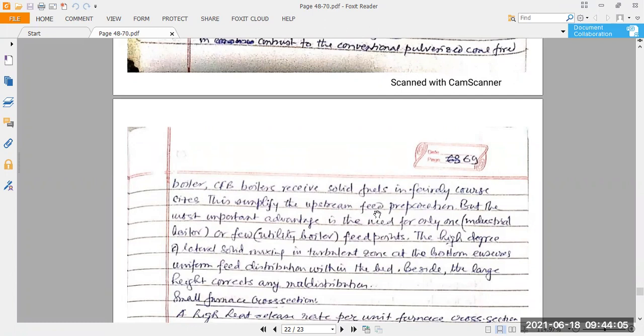So the upstream preparation has to be properly planned. But the most important advantage is the need for only one feed point. Here you have to feed only one feed point for the fuel itself, whereas in a utility boiler there are a few feed points.